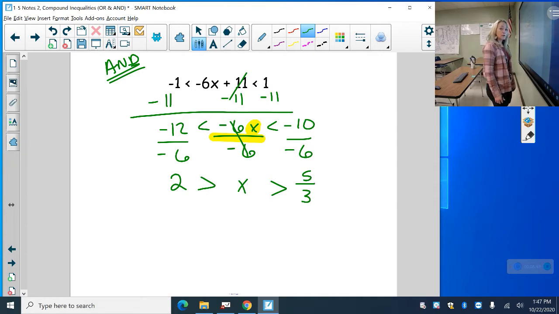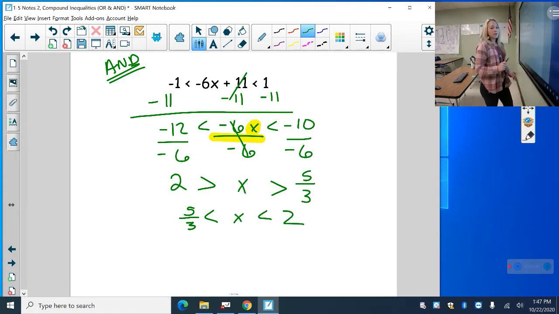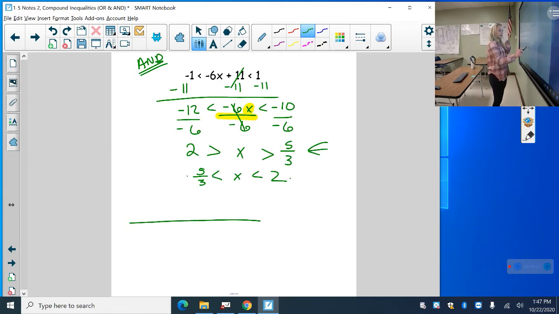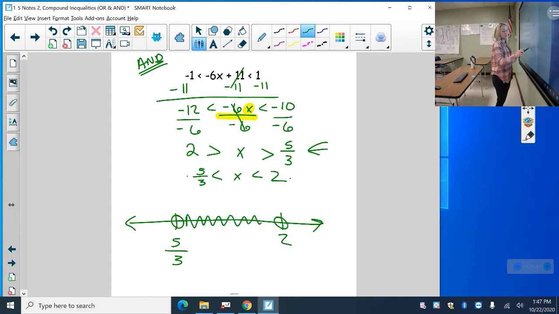Now this is going in the wrong direction, so I want to rewrite it so that my smaller number is over here. So I have 5/3 is less than x, which is less than 2. And the reason we do that, it will never be written like this on an ACT test or a standardized test. They're always going to put it in the right order: the smaller one over here, the larger one over here. So let's go ahead and graph this. When you graph this, it's kind of nice when you have an "and." We know, because it's an "and," they're going to hit each other. So 2 is going to be over here. 5/3 is going to be over here. Open dot on both. And since it's an "and," that means we are filling in the middle.